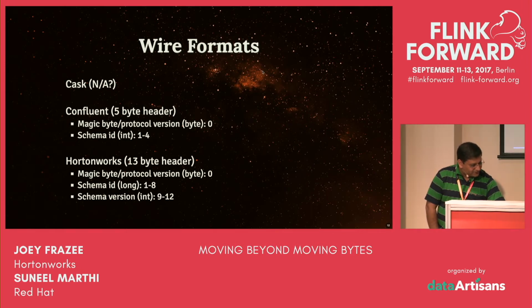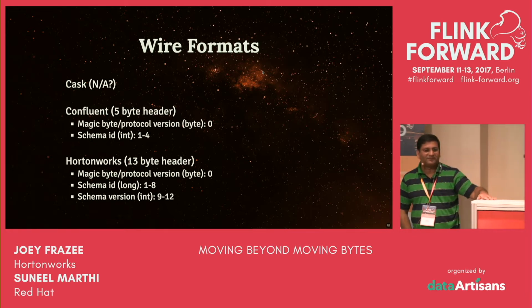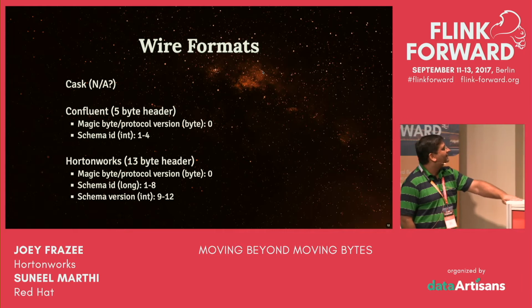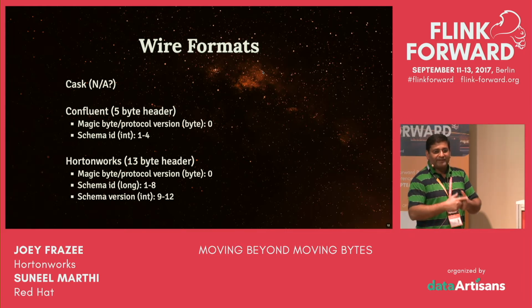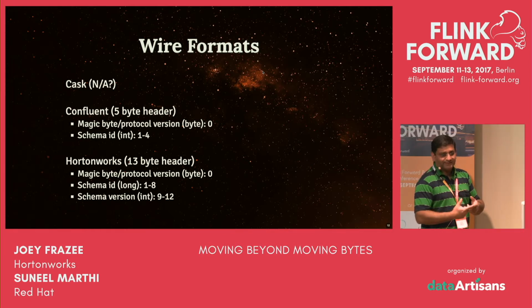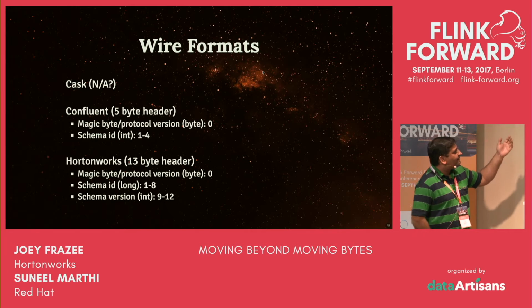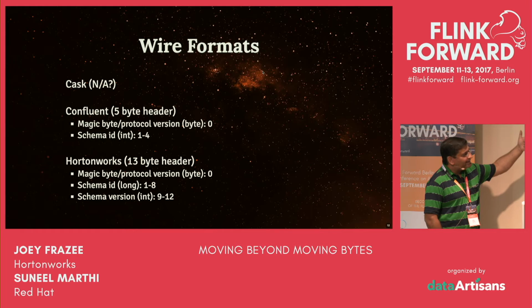So when you talk about wire formats, and since Cask is internal, we just have it there for the sake of record. But if you talk about wire formats, when including the schema as part of your data packets, you need to give a schema header, and the schema header could be X number of bytes. The Confluent schema has a 5-byte header, and the schema ID itself is about 4 bytes. It's an integer, and you have an extra byte for the magic byte or the protocol version, the version of the schema that you're using.